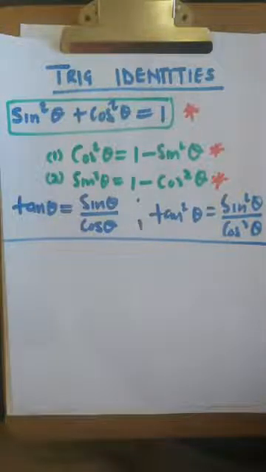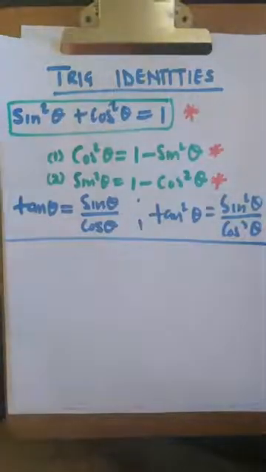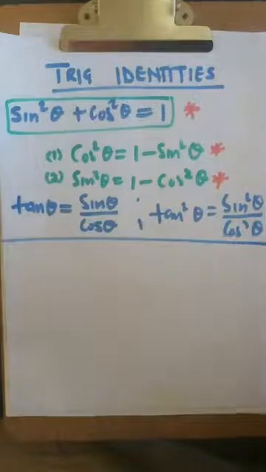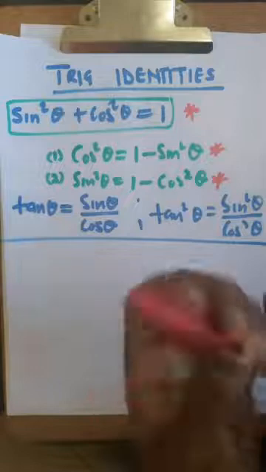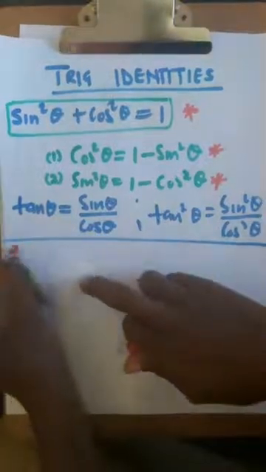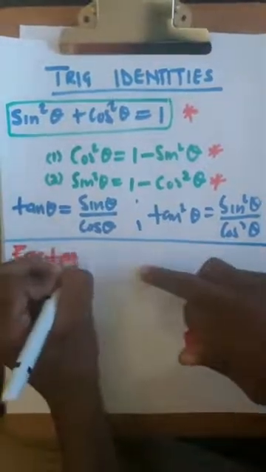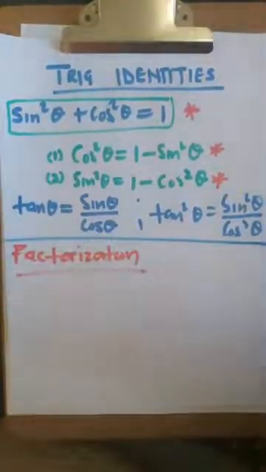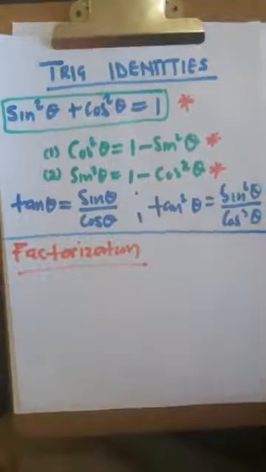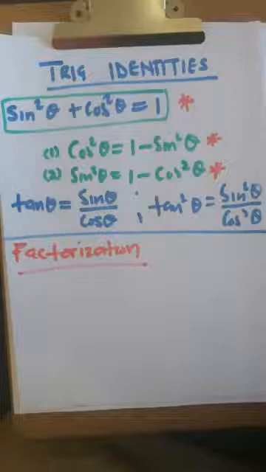Okay, then now we can go to another thing. The skill you need when dealing with trig identities is factorization. Factorization comes into play, guys. Before you can understand these things, you need to understand factorization again. Factorization is very, very important.